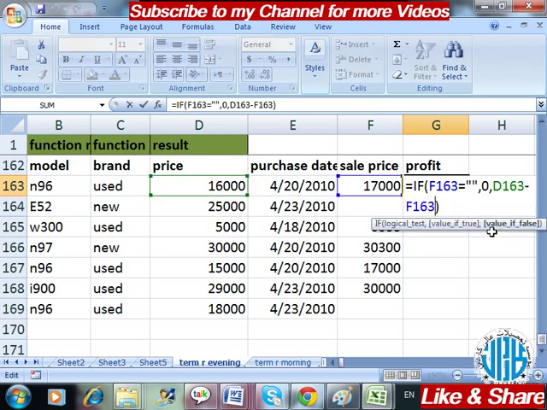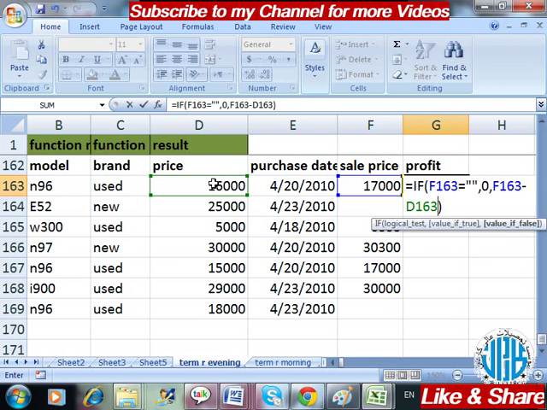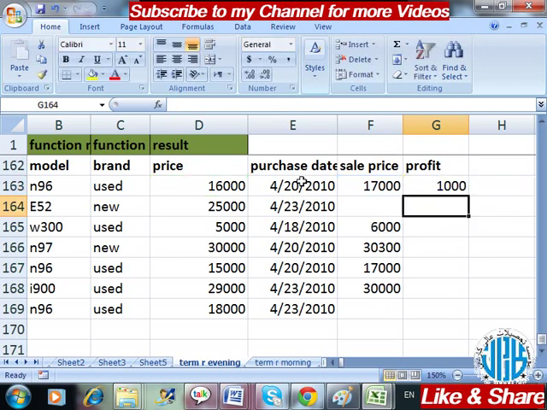Right now, oh, reverse. I have done a reverse. Sale price minus purchase price. Sale price minus 0, no, 0 selected, comma. After that, sale price minus purchase price. Closing bracket and enter that. One bracket is extra. Yeah, enter that. So 1000 is showing or not?